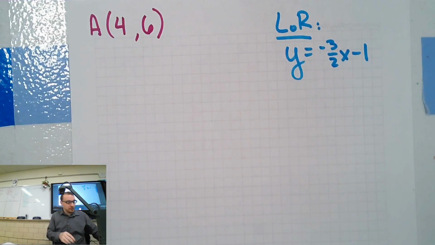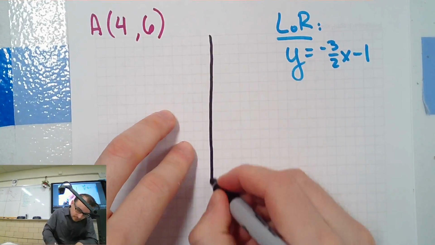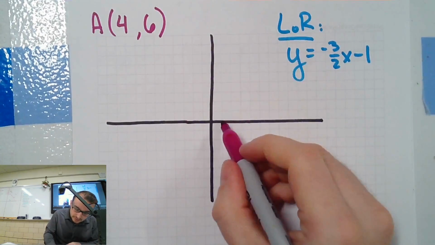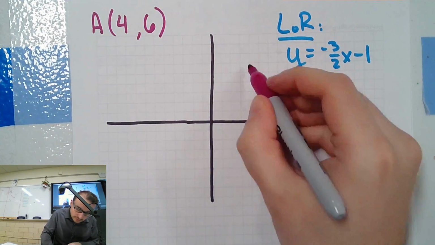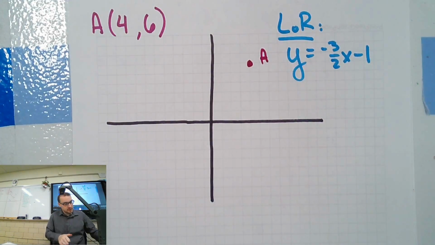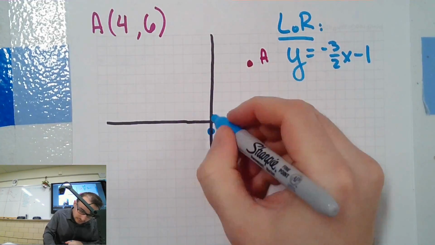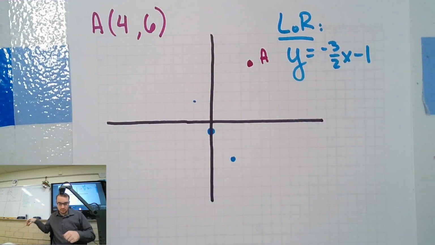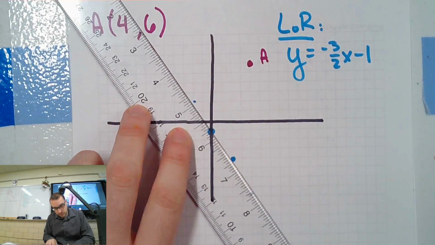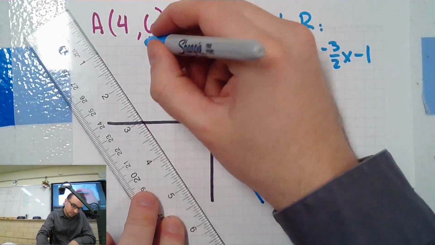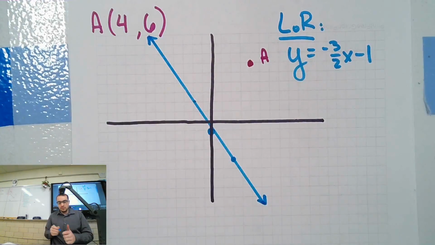Here's the original point. Here's the line of reflection. The original point is at (4, 6). That's A. The line of reflection has a y-intercept at negative 1 and goes down 3 over 2. There's the line of reflection, more or less. How do we feel about graphing the line of reflection?